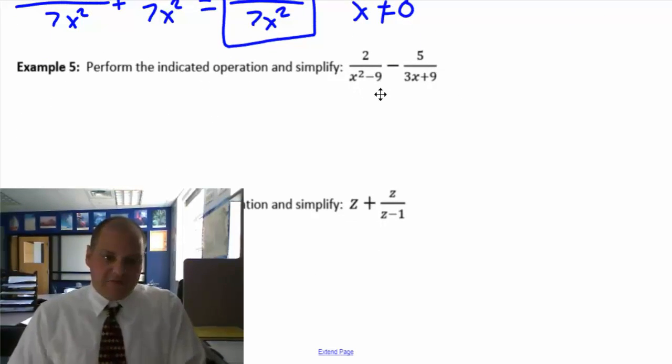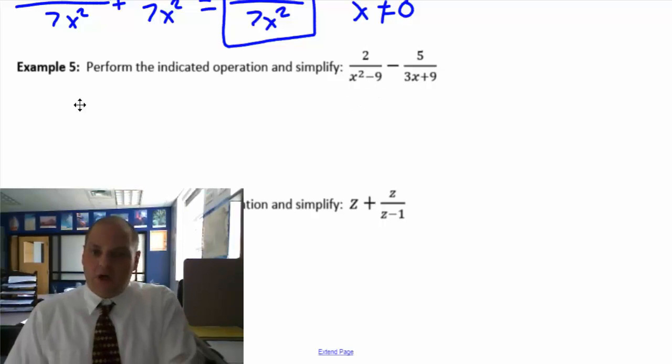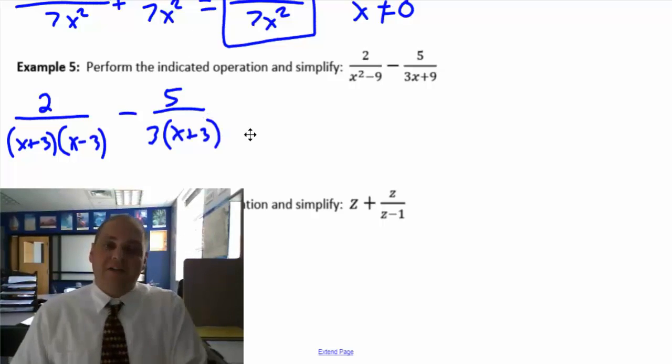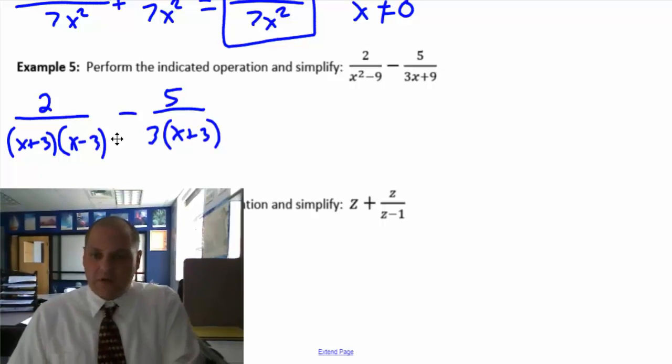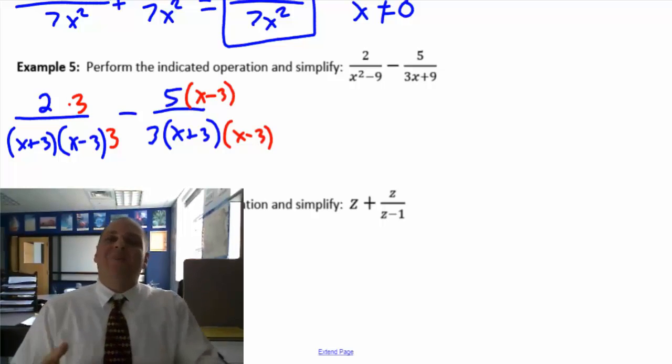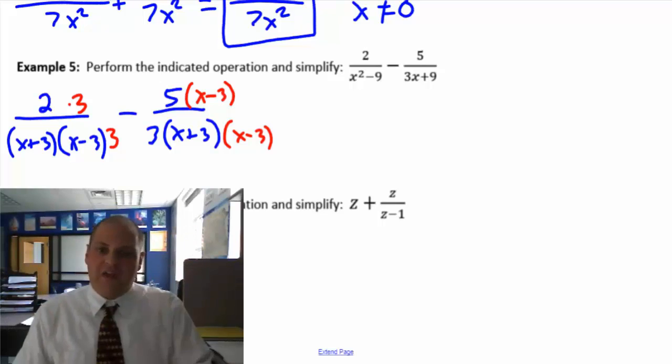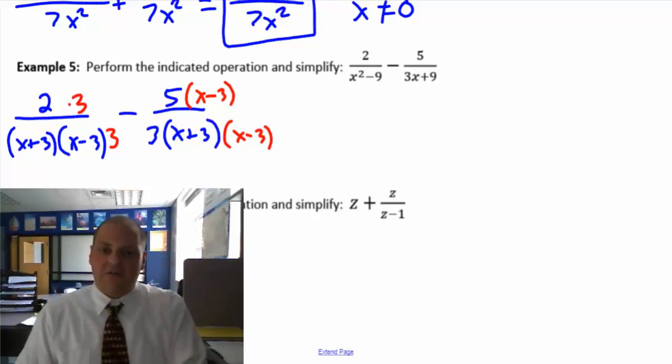How about this one? Factor, factor, factor. All right, so I'm going to factor everything. We're going to go 2 over x plus 3, x minus 3, minus 5 over 3 times x plus 3. Now that it's factored, I can see the common denominator a little bit better. I have a 3 here, so I need a 3 over here. So I'm going to go times 3 over here. And now I'm missing an x minus 3 over here, so I'm going to do x minus 3 over here. So you see how breaking those basic factors down, example 1 and 2, or example 3 and 4, helped us with this to see the common groups of factors.